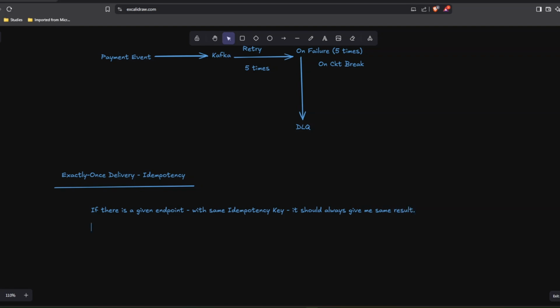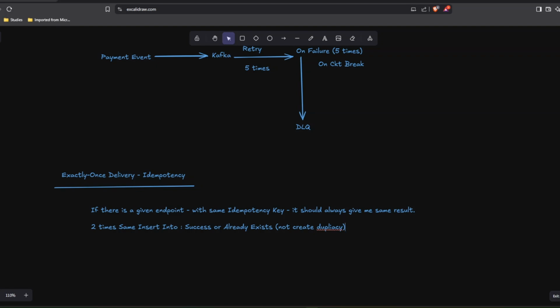So what is the implication of it? Suppose I have a POST request, and that POST request creates some data in my database. Now suppose I fired the same insert statement two times. A good idempotent API will tell that yes, it is success or already exists. So it will not create any duplicacy.